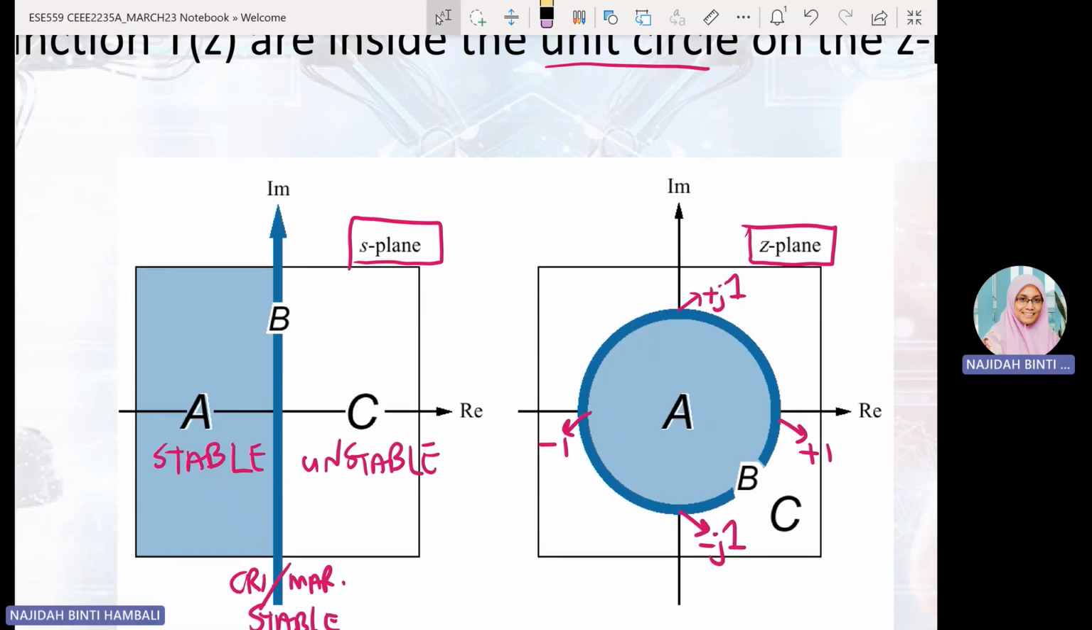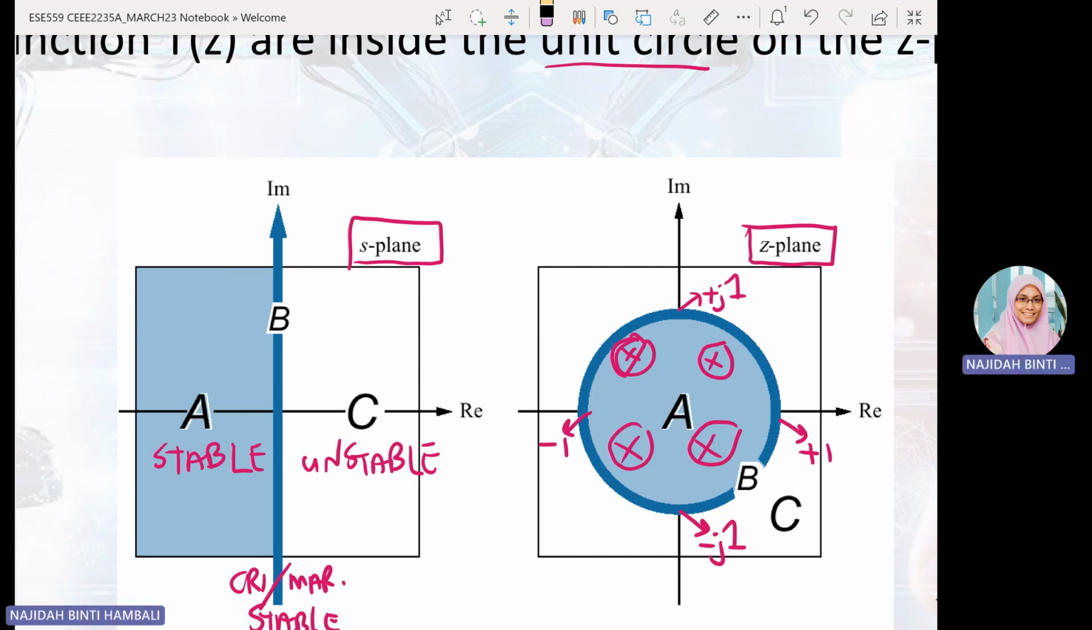If your roots from your Z domain transfer function are located inside the unit circle, it is stable. Whether it is positive or negative. Kalau ni nilai dia positif. Kalau ni nilai dia negative, real, positif, imaginary. Ni negative, real, negative, imaginary. Yang ni positive, real, negative, imaginary. As long as all the roots are lesser than 1, lesser than negative 1, lesser than positive j1, lesser than negative j1, it is stable.